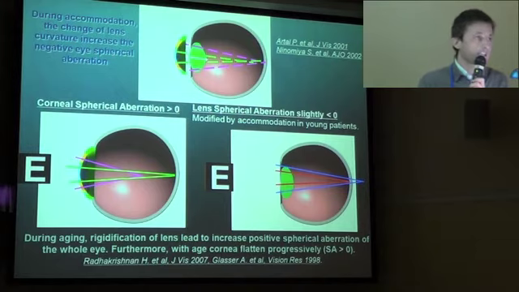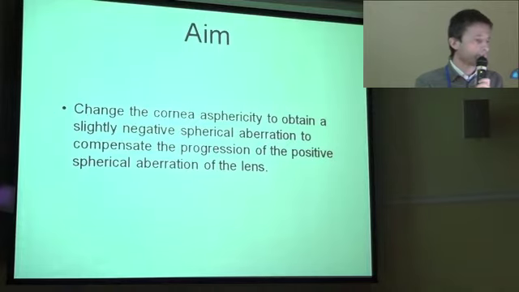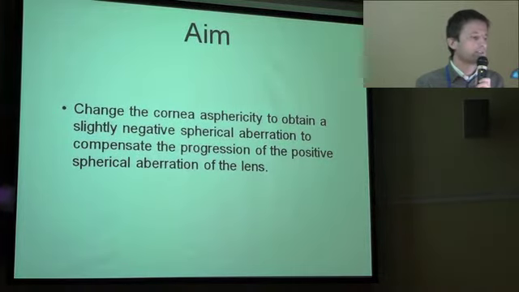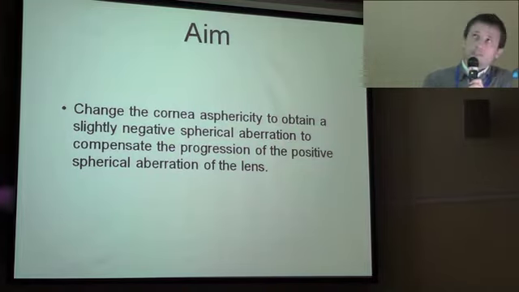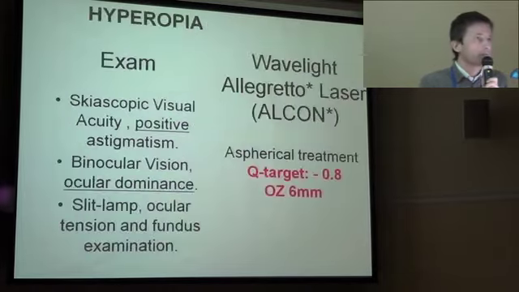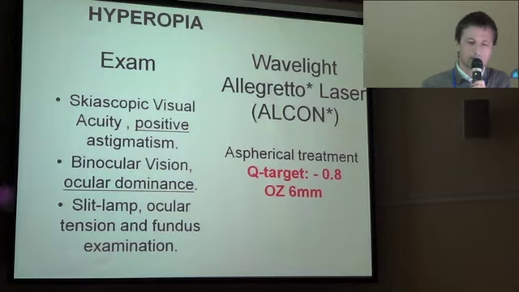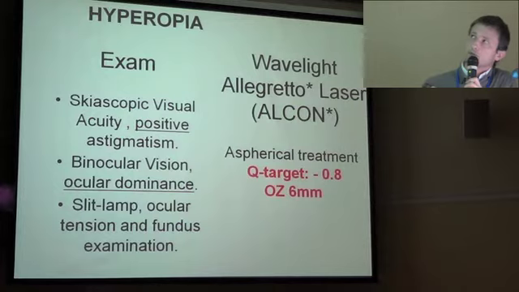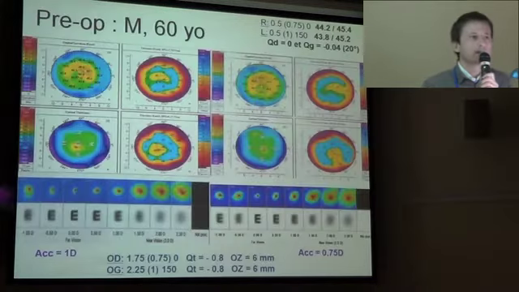So, as we cannot change the evolution of the lens today, we want to change the shape of the cornea to obtain a negative spherical aberration of the cornea, to compensate the progressive increase of the positive spherical aberration of the lens. Two statuses: hyperopic patient and myopic patient. I avoid programming surgery for emmetropic patients. So for hyperopic patients, the Q target is minus 0.8 with an optical zone of 6 millimeters.